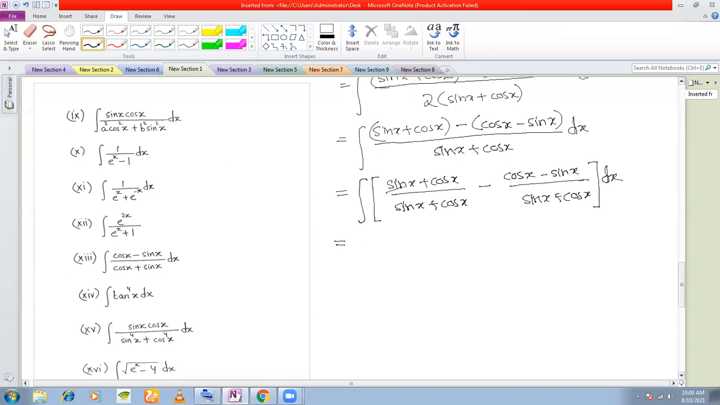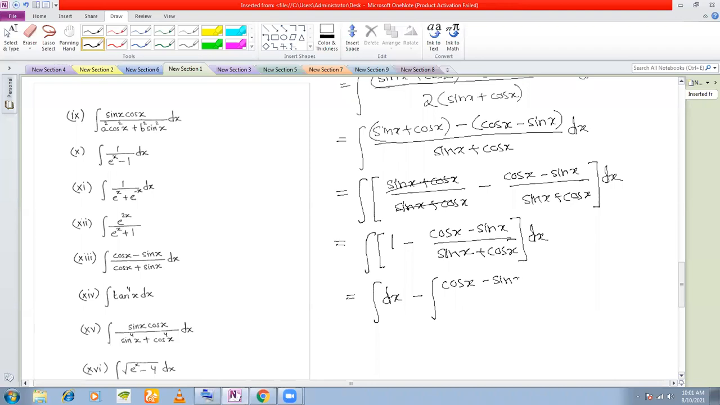which is equal to, now here this cancels off, so you simply get integration of 1 minus cos x minus sin x divided by sin x plus cos x dx, which is equal to integral dx minus integral cos x minus sin x divided by sin x plus cos x.